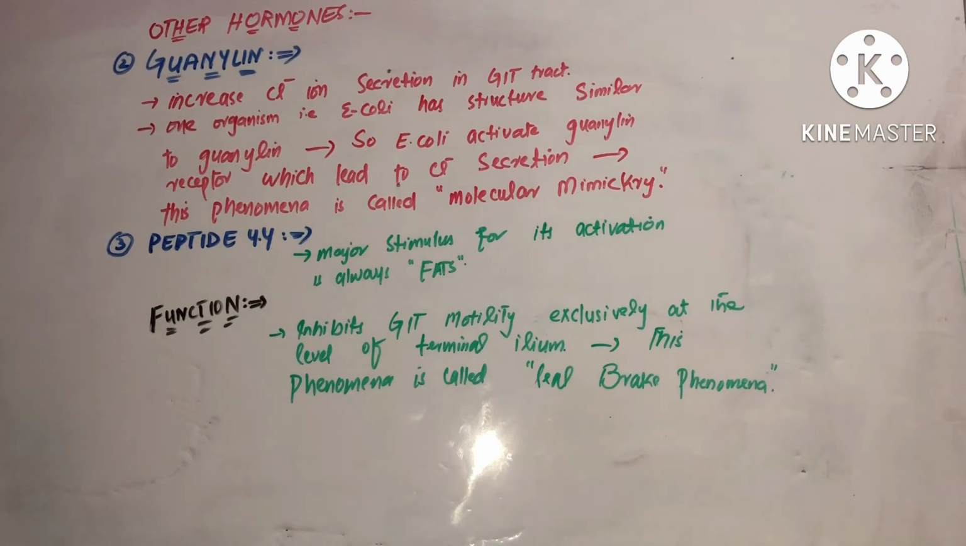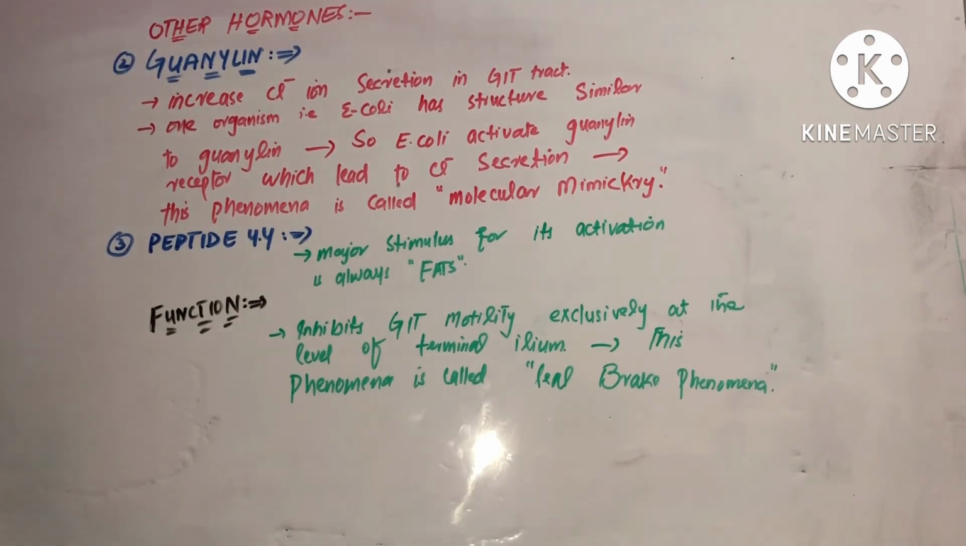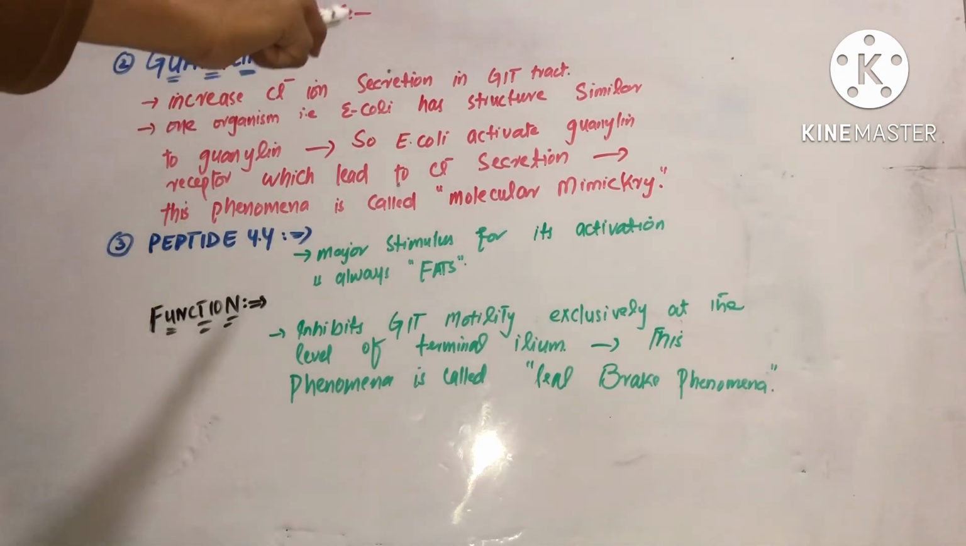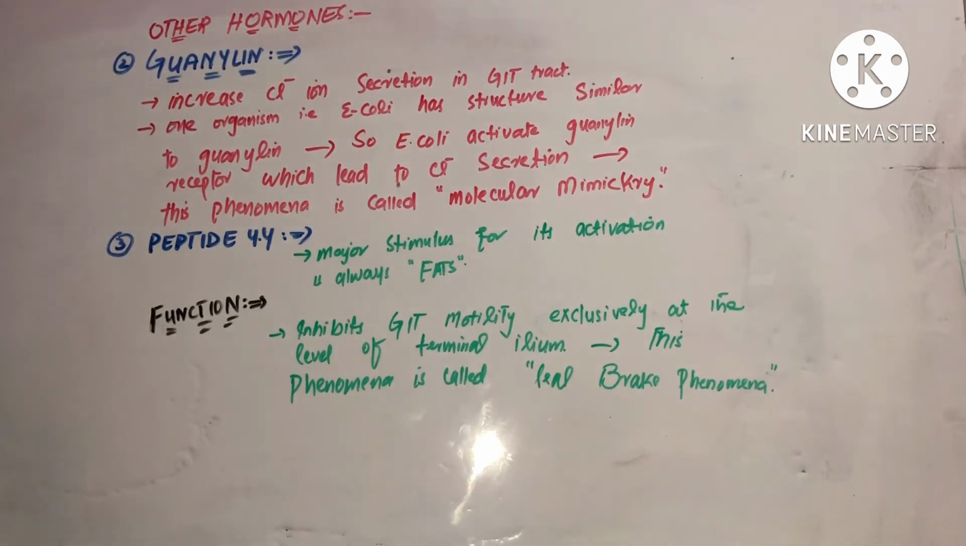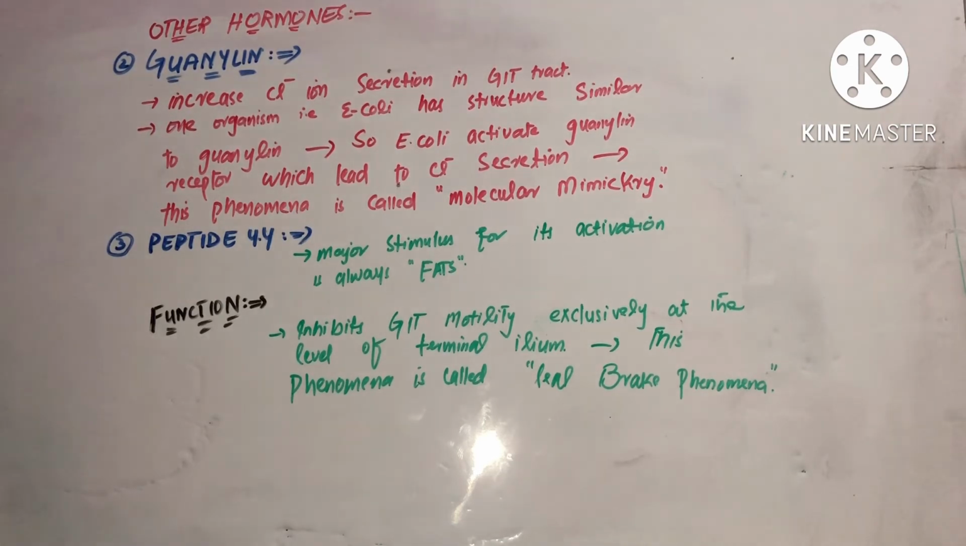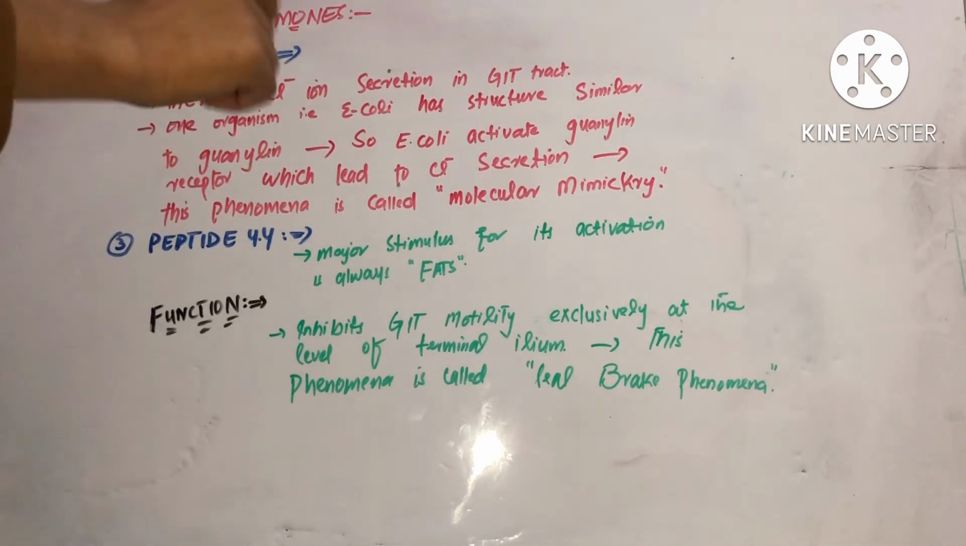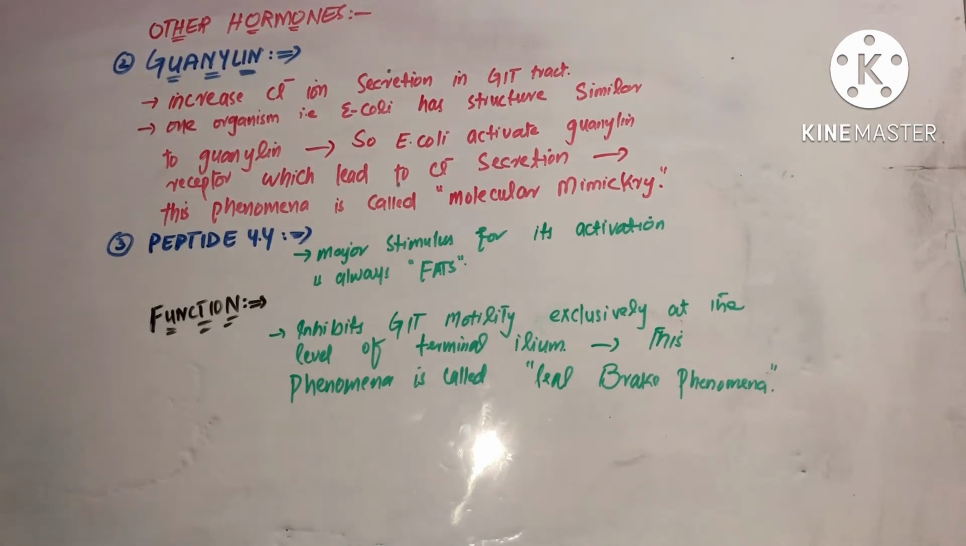The second hormone is guanylin. It increases chloride ion secretion in the GIT. One organism, Escherichia coli, has a structure similar to guanylin. So Escherichia coli activates guanylin receptors, which in turn leads to chloride ion secretion. This phenomenon is called molecular mimicry. This was all about the guanylin hormone.